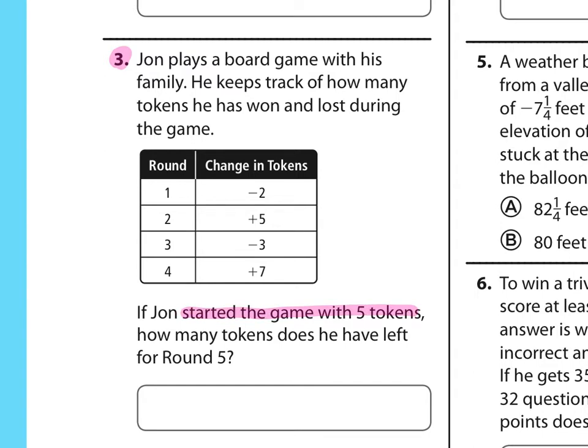So let's just think about this. He has 5. That's what he starts with. And after round 1, when you subtract 2, that equals 3 tokens. And then that 3 plus 5 equals 8 tokens. That 8 minus 3 equals 5 tokens. That 5 plus 7 equals 12 tokens, and then he goes into round 5 with those 12 tokens.